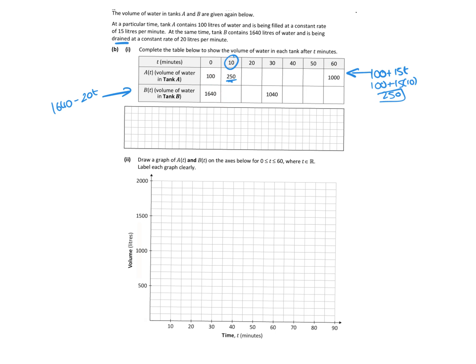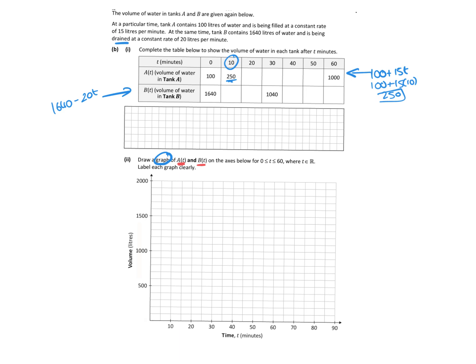Okay, the next question here says draw a graph. Guys, a graph is a plotted line. Okay, be very clear on that. It's not a bar chart, it's not a histogram, it is a plotted line. You are going to have to do one for A(t) and one for B(t). So I would recommend doing them in different colours.